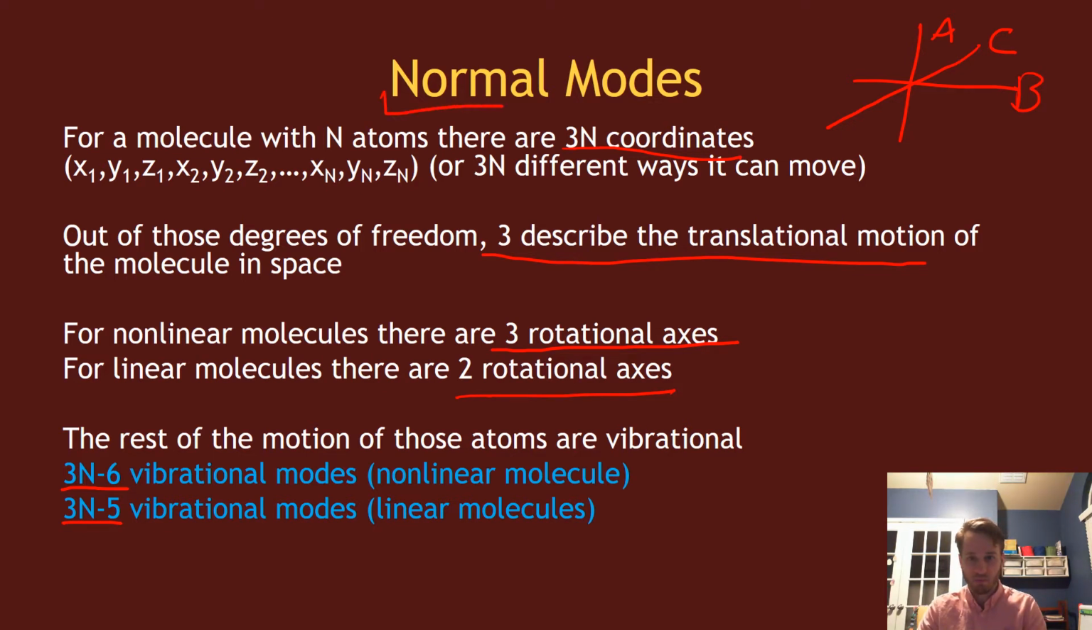So these normal modes are these 3n minus 6 or 3n minus 5 vibrational modes that are unique from each other. If you enhance the vibration in one mode, it does not impact the amount you're vibrating in a different mode. So these are orthogonal, they're unique from each other.